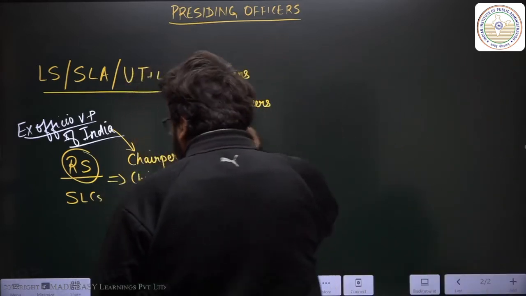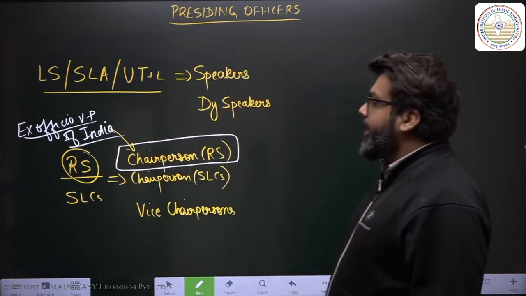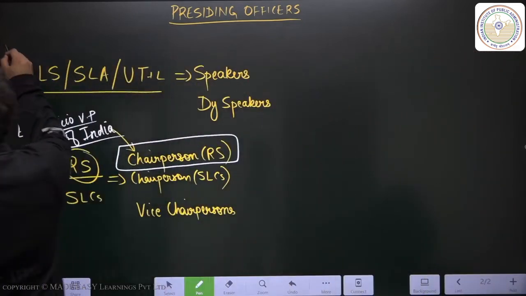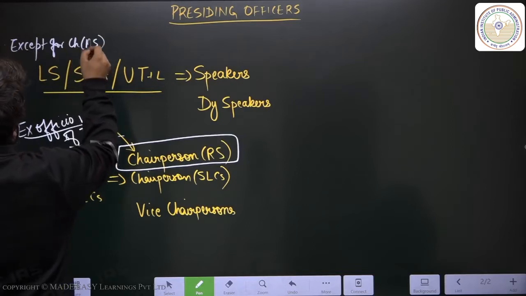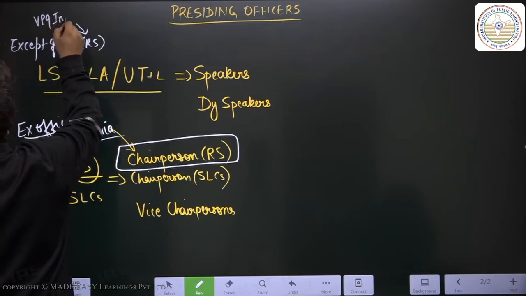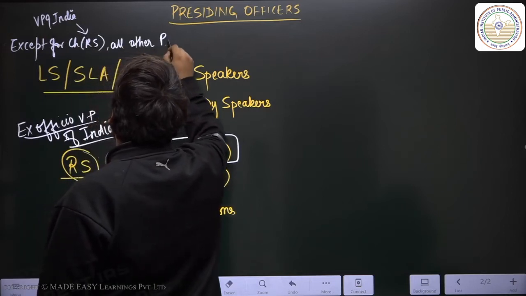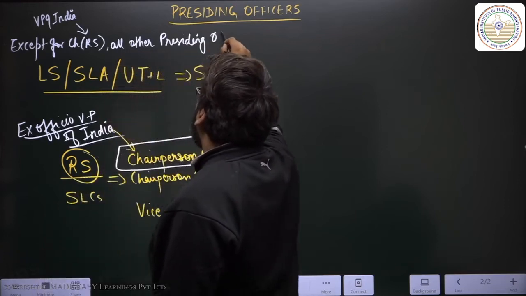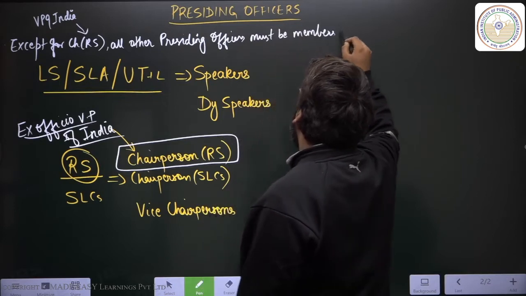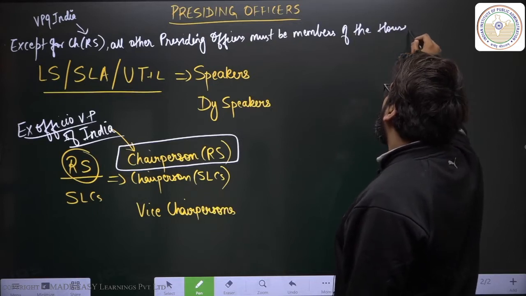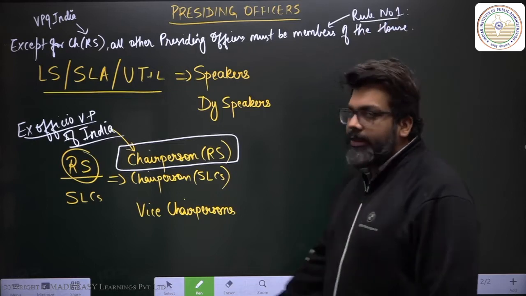Now, very important. Except for the chairperson of the Rajya Sabha, who is also the vice president of India, all other presiding officers must be members of the House. This is nothing but the application of rule number 1, which is democratic mandate.